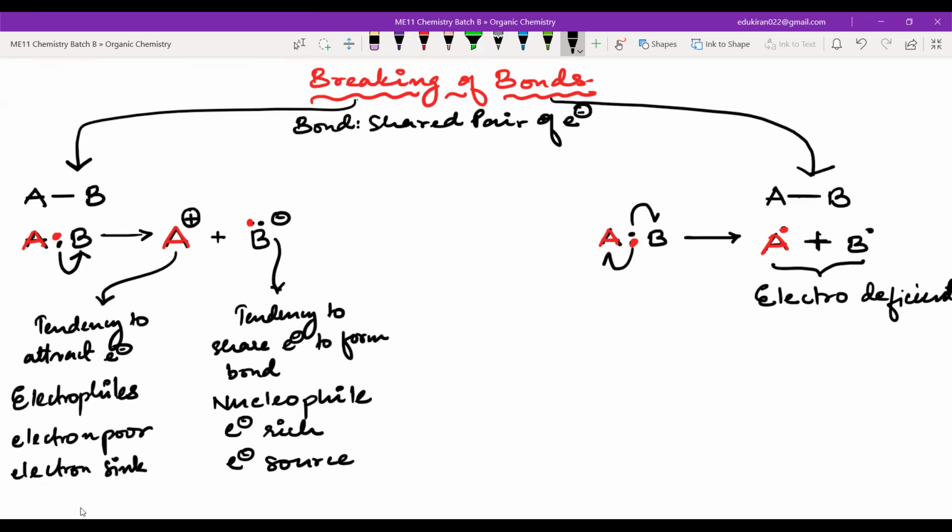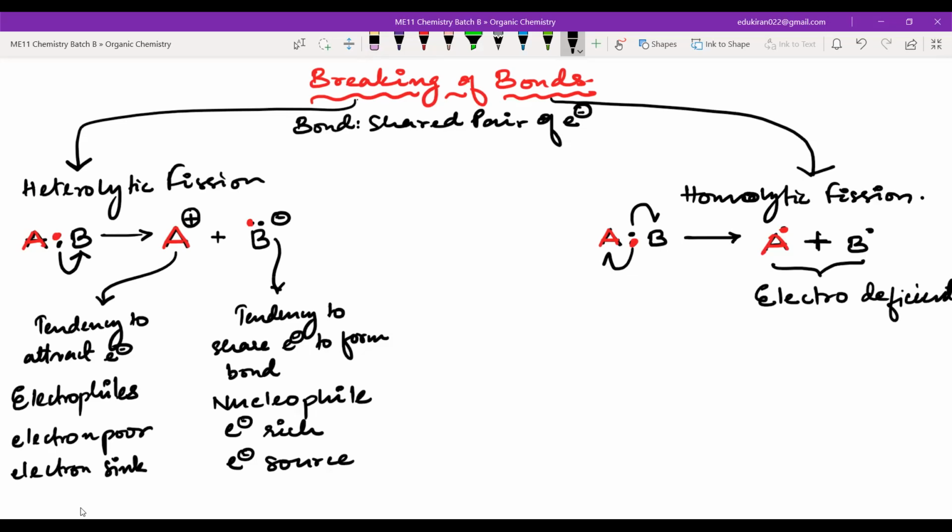See, when you have a cleavage in which both the electrons go to one particular atom, this is known as heterolytic fission of bond. And when one electron goes to each of the combined atoms, this is known as homolytic cleavage, homolytic fission.